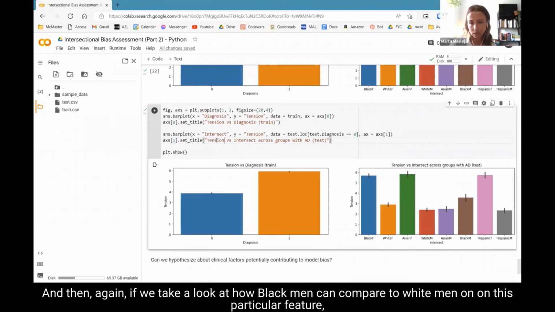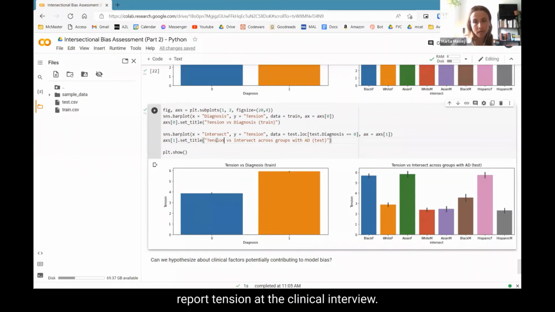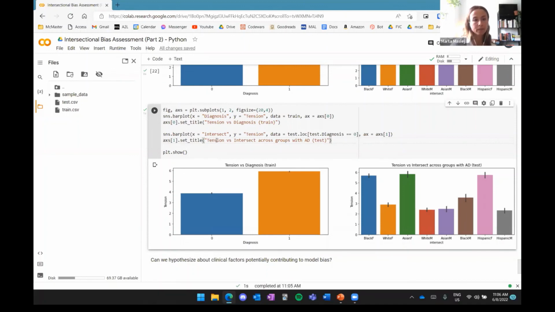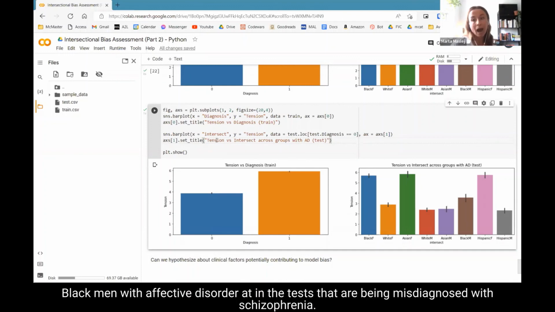And then again, if we take a look at how Black men compare to white men on this particular feature, you can see that Black men with affective disorder in the test set are more likely to report tension at the clinical interview. So one thing to note is that we're seeing that a lot of the other groups are also reporting high tension. So it's not the only factor that's potentially contributing to misdiagnosis, but it could be one of the factors that could explain why Black men with affective disorder in the test set are being misdiagnosed with schizophrenia.